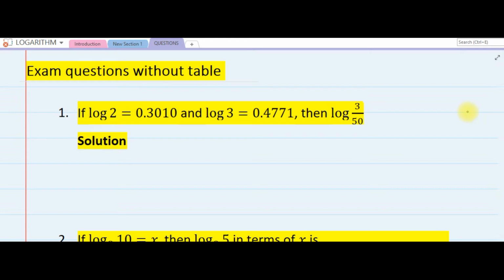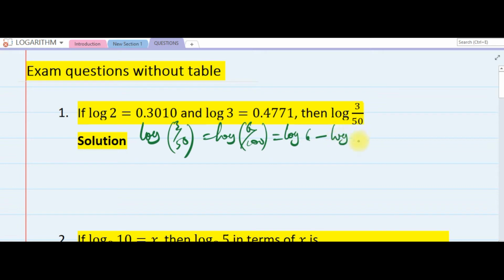But here they didn't give us log 50, but they gave us log 3. So the only way we can bring in something like 2 is here. So we need to bring in 2. So I can write log of 3 over 50 as log of 3 times 2, that is, I multiply each by 2, which is 6 over 100, which is also correct, because I'm trying to bring in 2 here. And if you notice, this could be written as log 6 minus log 100.